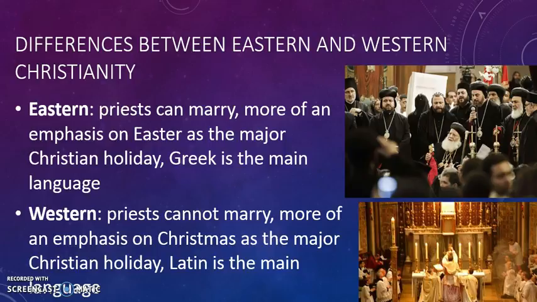And just some general differences between Eastern and Western Christianity that continue to be differences today. In Eastern Christianity, priests can marry, whereas in Western Christianity they can't. In Eastern Christianity, there's more of an emphasis on Easter as the major Christian holiday, whereas in the West, Christmas is the major Christian holiday. And in the East, Greek is the main language of the church, and in the West, Latin is the main language of the church. And those are just some differences, but those things continue to be differences today.